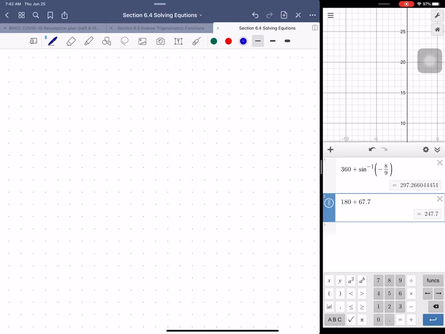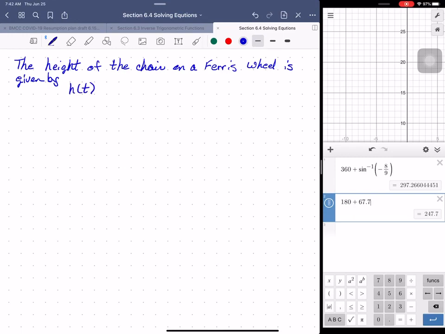So let's say that we've got a rider on a Ferris wheel, and we can figure out the height of the chair, and we find that the height of that chair is given by this equation. The height equals -65 times the cosine of pi over 15t, plus 70.